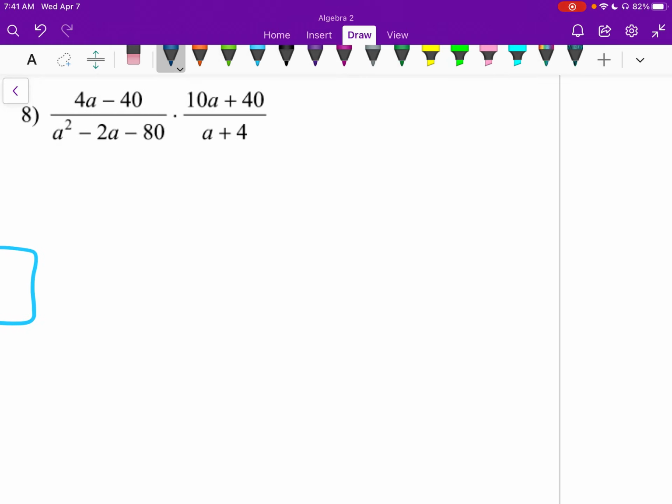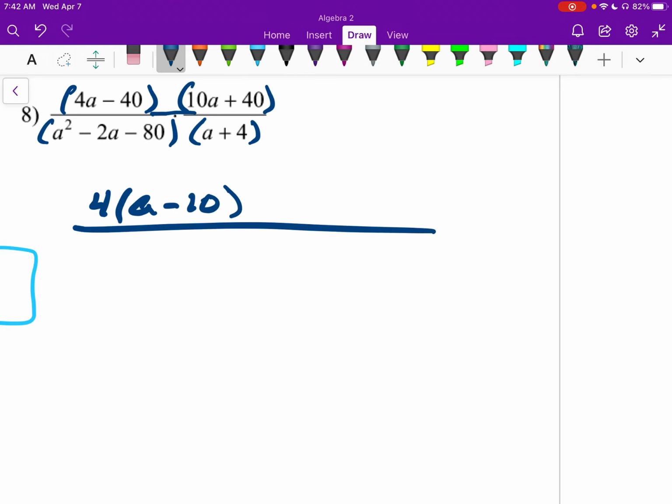This one we just, really we can just kind of extend that fraction, and I can write it like this. That kind of saves me from copying this step one time. That first piece, the 4a minus 40, well, I can pull a 4 out of that, and I'll have a minus 10. The second piece I can pull a 10 out of, so this will be 10, and then a plus 4. I know that I'm going to have an a plus 4 for the bottom right spot.